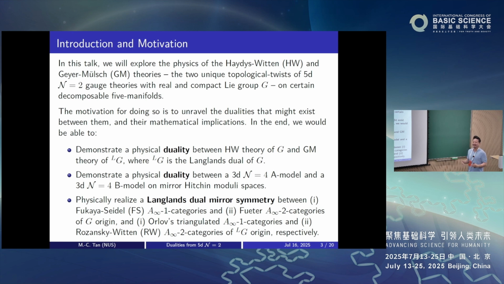Then what we can next find is a physical duality between a 3D N=4 A model and a 3D N=4 B model on mirror Hitchin moduli spaces. So how do you get this 3D N=4 A model? This is a sigma model. In our decomposable 5-manifold, there is a Riemann surface somewhere, and we reduce the size of this Riemann surface. Same reasoning as the reduction that Kapustin and Witten used: you integrate out all the gauge fields, and when you shrink the Riemann surface, you end up getting a sigma model. The BPS equation from 5 dimensions descends to a BPS equation in 3 dimensions.